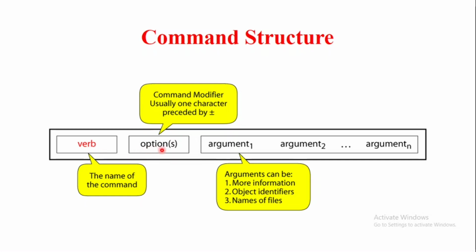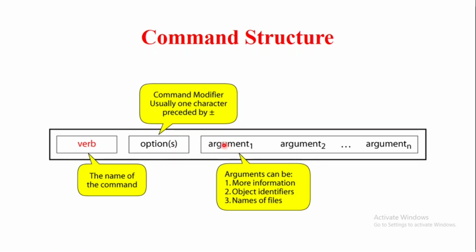Options is usually a command modifier that modifies the output of the command in a certain way, and it is usually a single character, one character, which is preceded by either plus or minus. And as the name suggests, it is optional, and I can have more than one option in my command line.